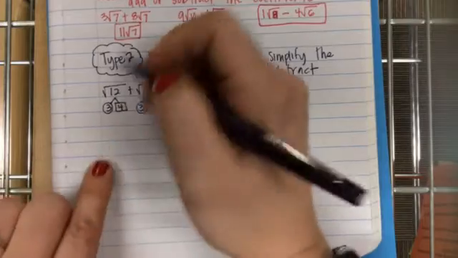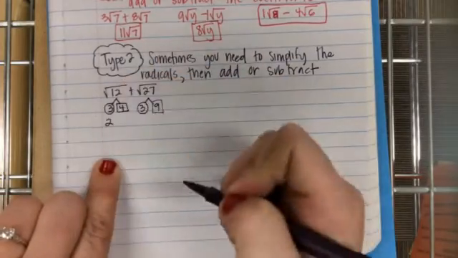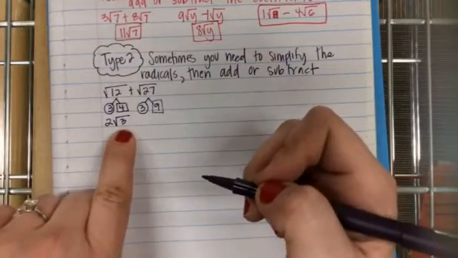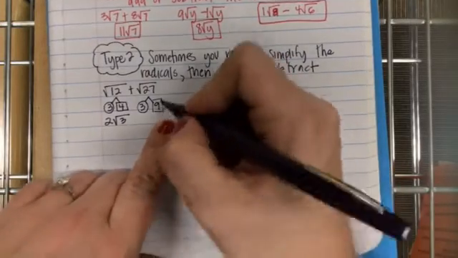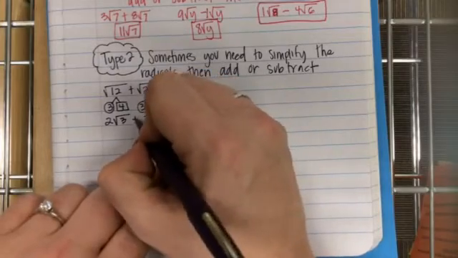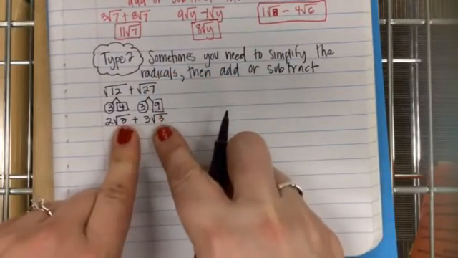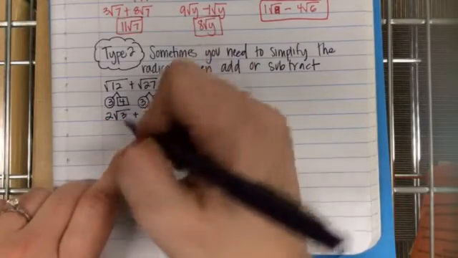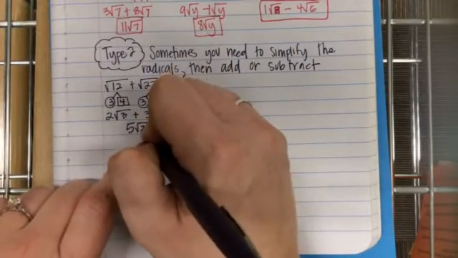Perfect squares, you can do the square root of. So the square root of 4 is 2. What stays behind is what's circled, the prime number 3. The square root of 9 is 3. What stays behind is 3. Now I have the same radicand, so I can add my coefficients, because this is an addition problem. 5 radical 3.